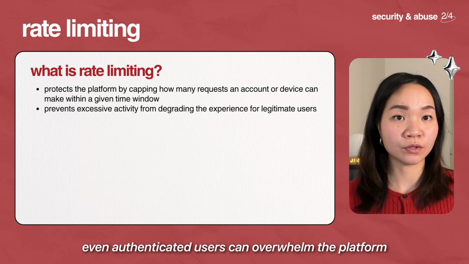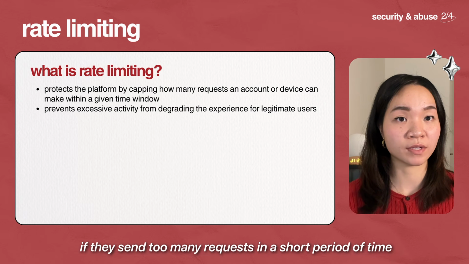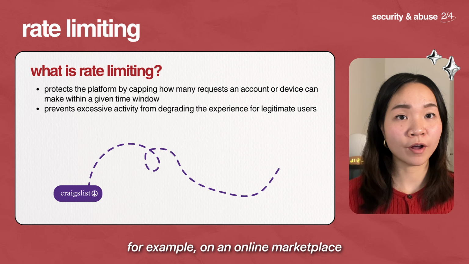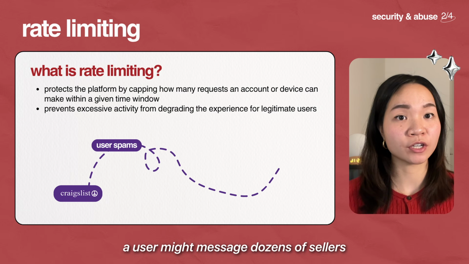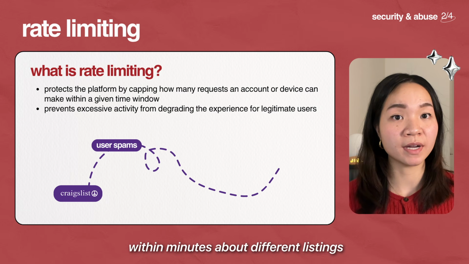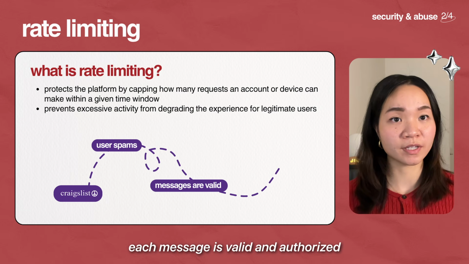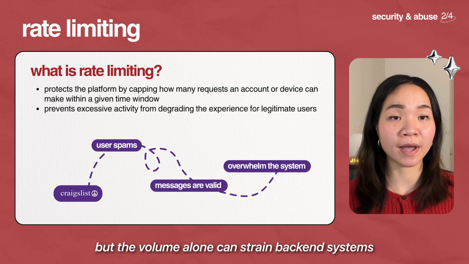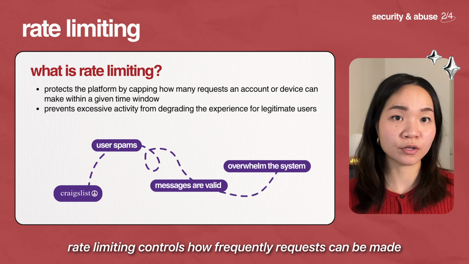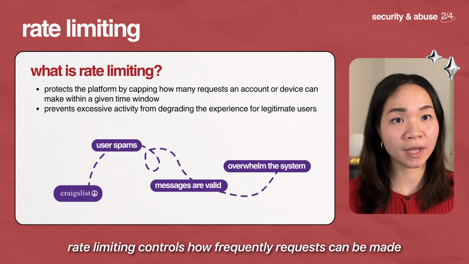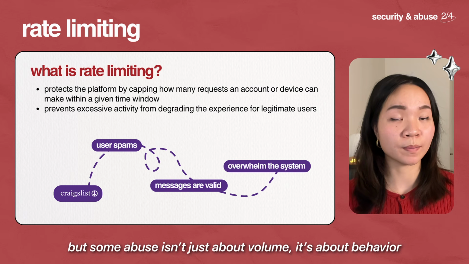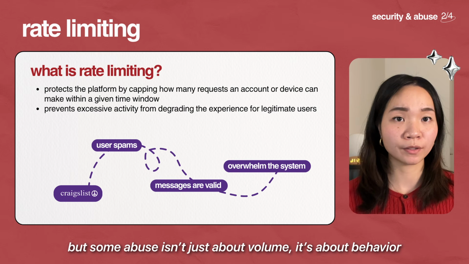Even authenticated users can overwhelm the platform if they send too many requests in a short period of time. For example, on an online marketplace, a user might message dozens of sellers within minutes about different listings. Each message is valid and authorized, but the volume alone can strain backend systems. Rate limiting controls how frequently requests can be made, but some abuse isn't just about volume, it's about behavior.